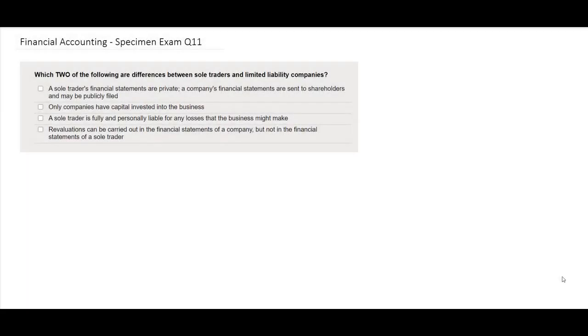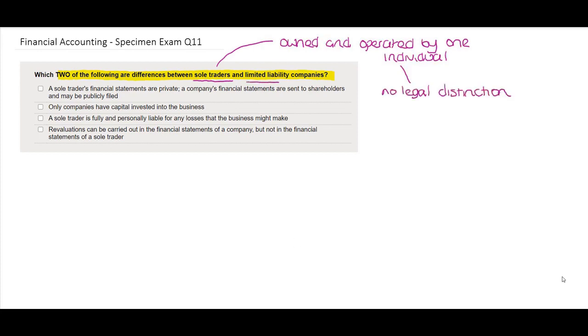In this question, you are being asked to decide which 2 of the following are differences between sole traders and limited liability companies. A sole trader is a business that is owned and operated by one individual, and there is no legal distinction between the owner and the business. Whereas with a limited liability company, it is owned and operated by different individuals, and it is a separate legal entity to its owners.